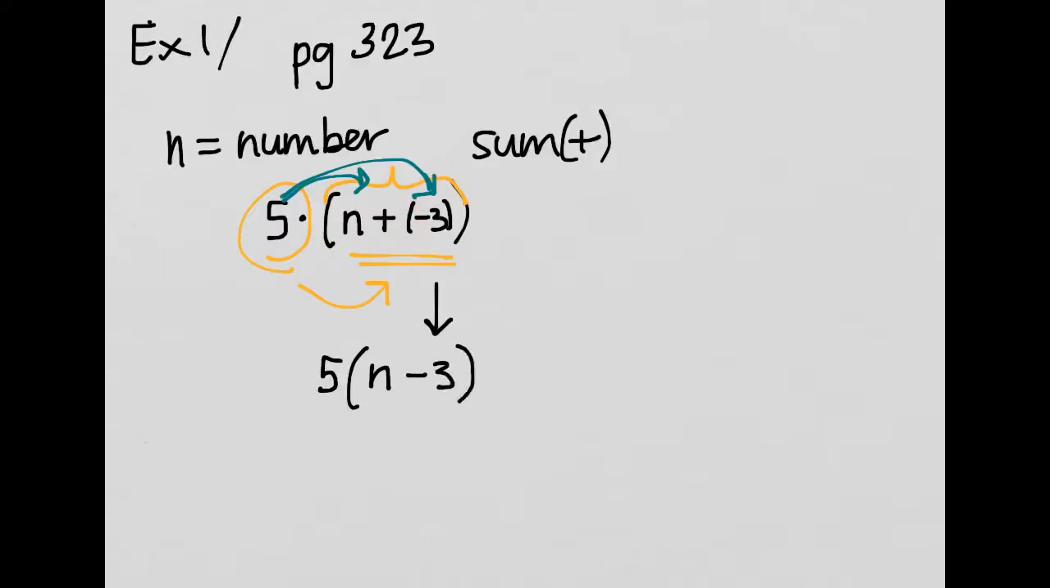So I'm just going to simplify it a little bit and make it look like this. Okay, so 5 times the sum of that number and -3 is. As soon as I see the word "is," I should think, hey, "is" is my keyword here, meaning equals.